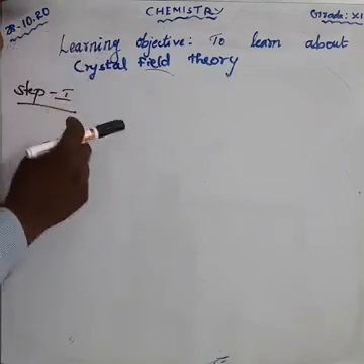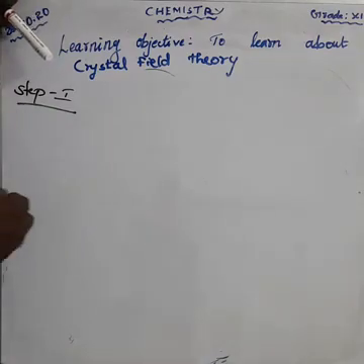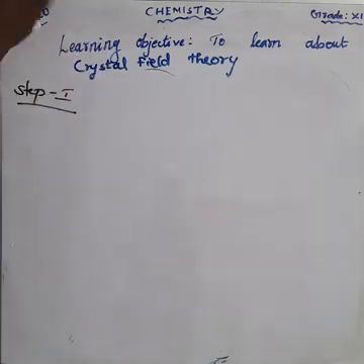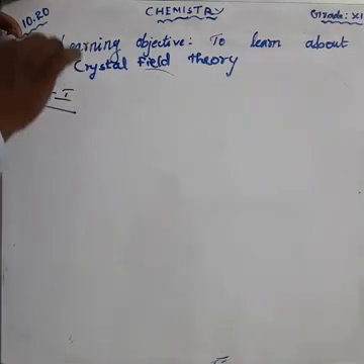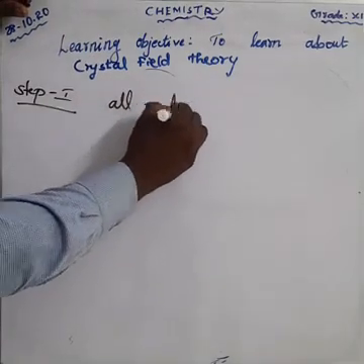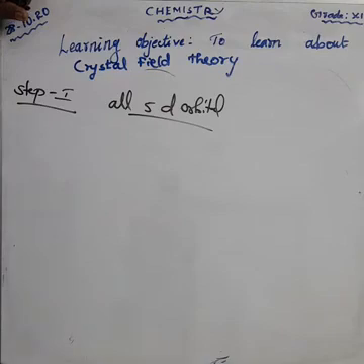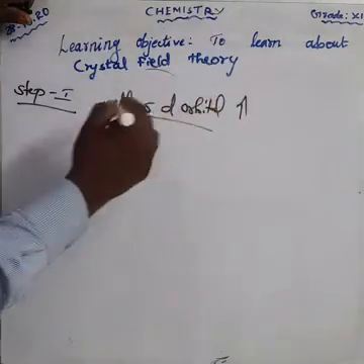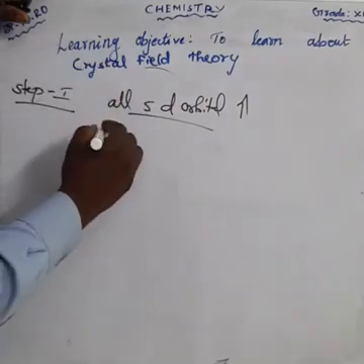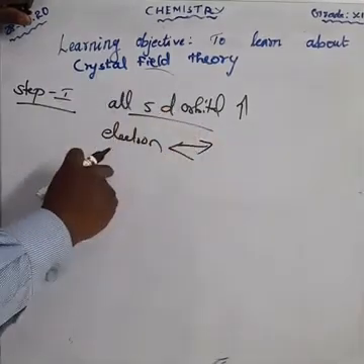Initially, the ligands form a spherical field of negative charge around the metal. That's the important point. Initially, the ligands form a spherical field of negative charge around the nucleus. In this field, the energy of all 5d orbitals increases. Don't forget that. Why does it increase? Due to the repulsion between the electrons in the metal ion and the ligand.